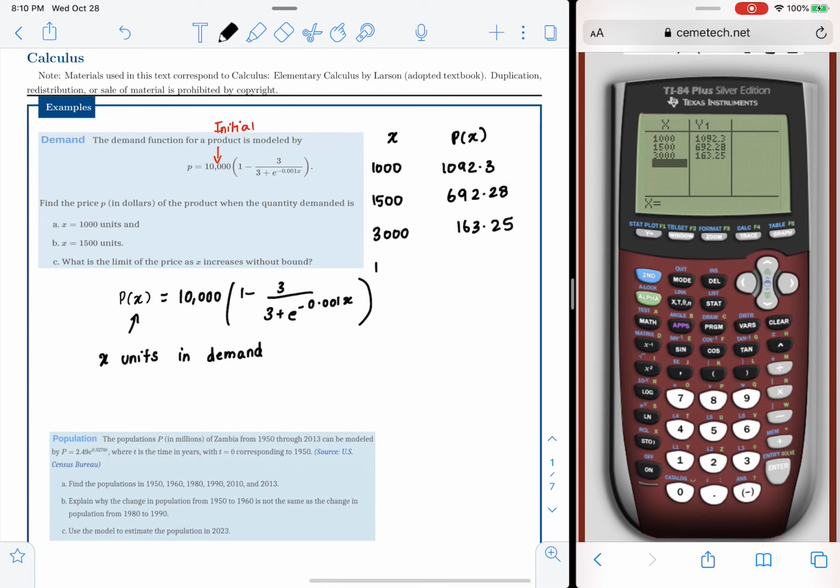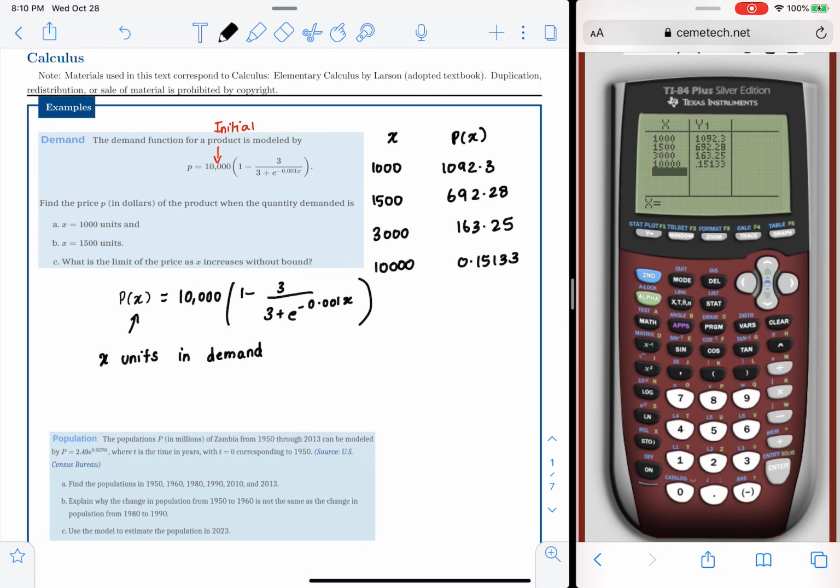So if I keep on changing the value of x from 1,000 to 1,500 to 3,000 and all the way up to, say, 10,000, eventually this is going to become 0. So it is becoming 0.15133. So if there is a demand for 10,000 units, then I can set a price as low as possible to make profit. And that's what we're going to address with part C.